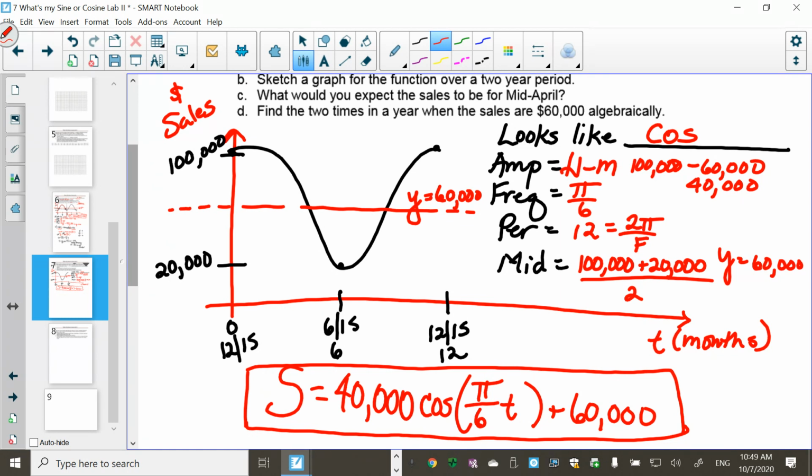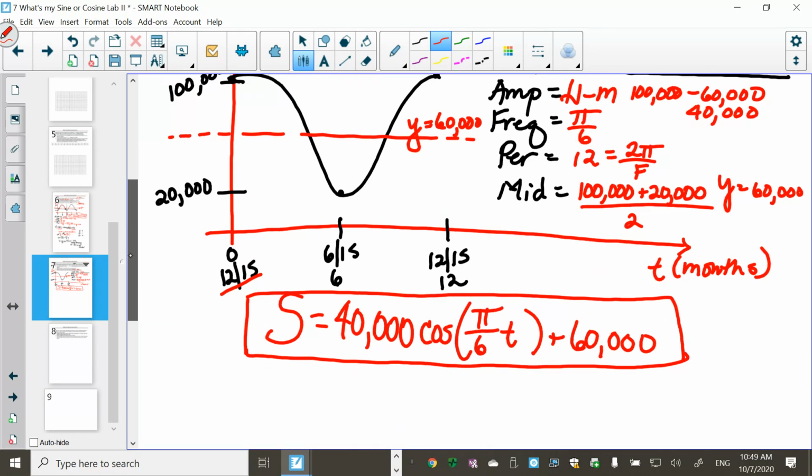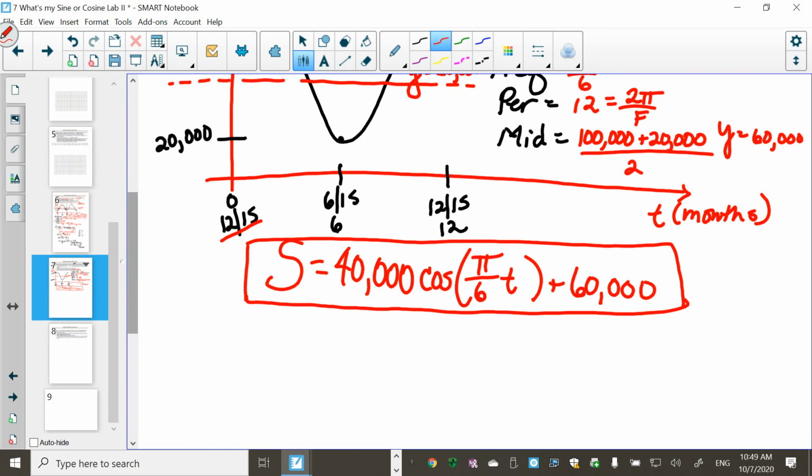Now it says, what would you expect the sales to be for mid-April? Mid-April is 4/15. You have to remember, we let t equals 0 be 12/15. So I figure out what number to put in. 12/15 was 0, 1/15 is 1, 2/15 is 2, 3/15 is 3, and 4/15 is just a 4. I don't need to put 4.5 in there. I just put a 4 in there.